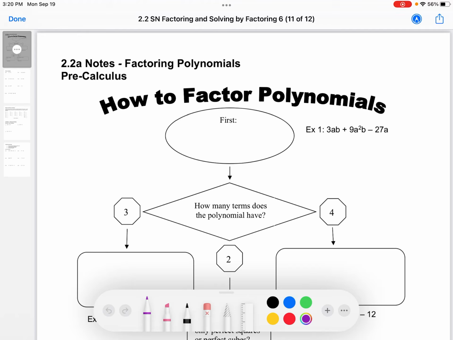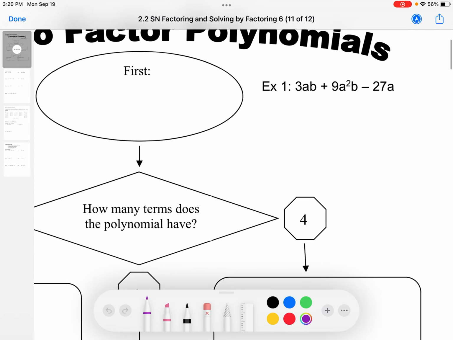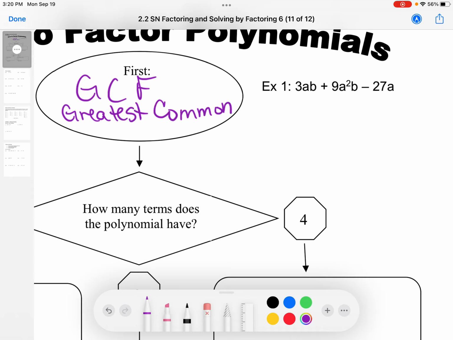Today we're going to be factoring polynomials. Remember, polynomials have multiple terms. Their exponents are positive whole numbers or zero. There's no negative exponents, no fractional exponents. The first thing you want to look for when we do any factoring problem is a GCF, which is the greatest common factor. So examine all the terms, look at the variables and the coefficients, and find the greatest value variable and coefficient that can factor out of each term.